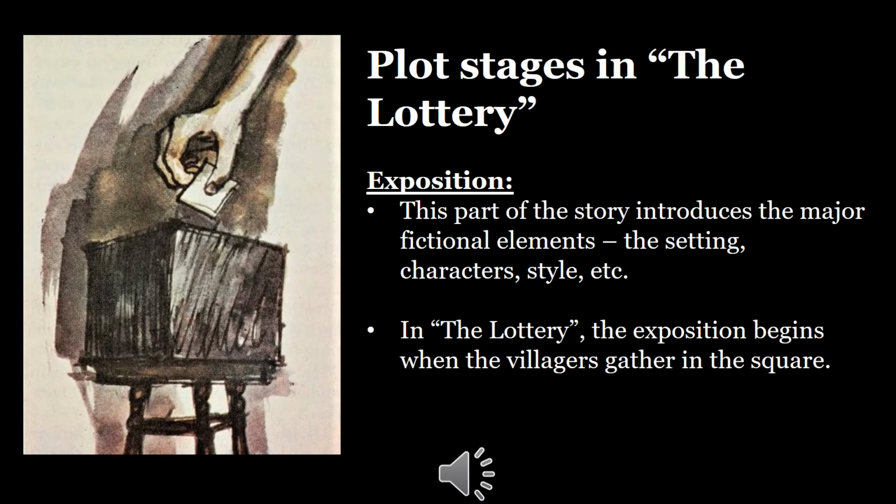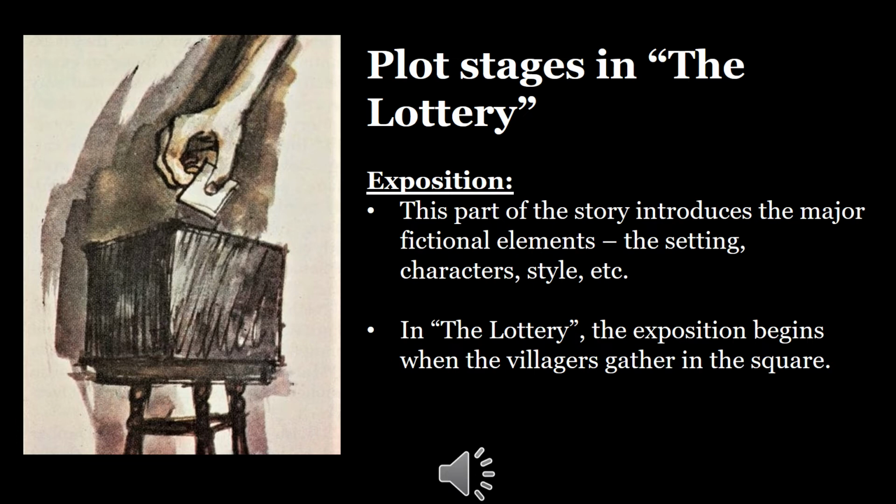First, we have the exposition, and this part of the story introduces the major fictional elements like the setting, characters, style, and others. In the exposition, the writer's focus is on building the world in which the story's conflict happens. In the lottery, the exposition begins when the villagers gather in the square.